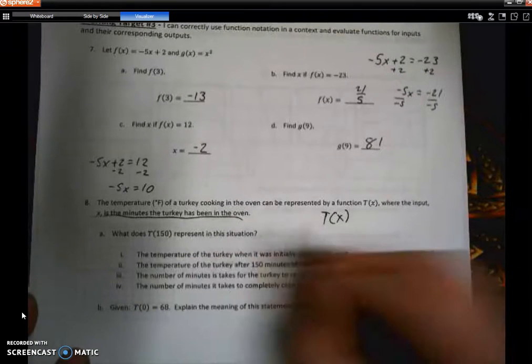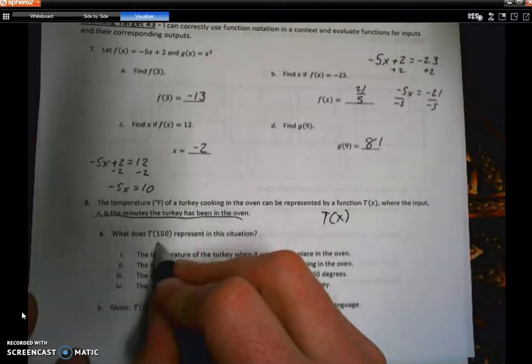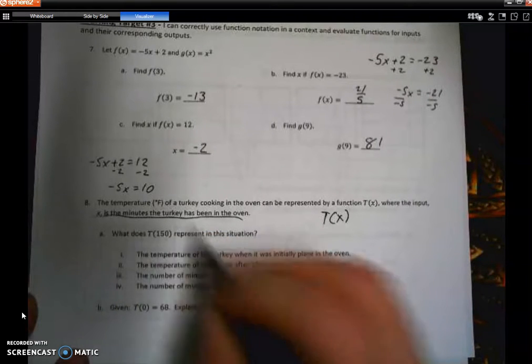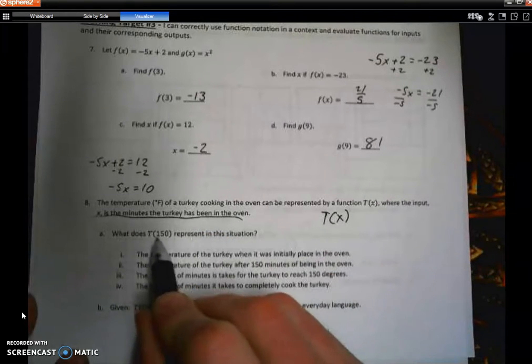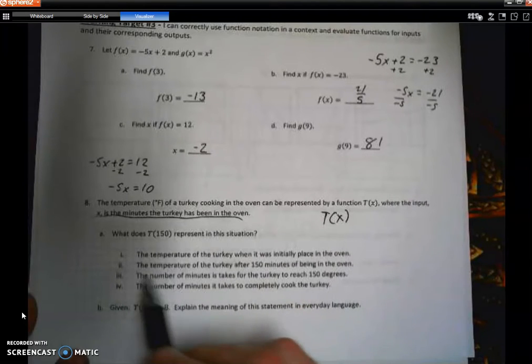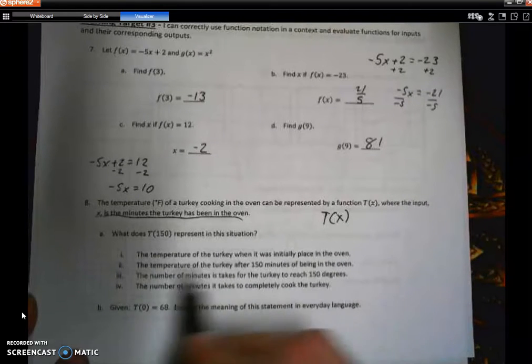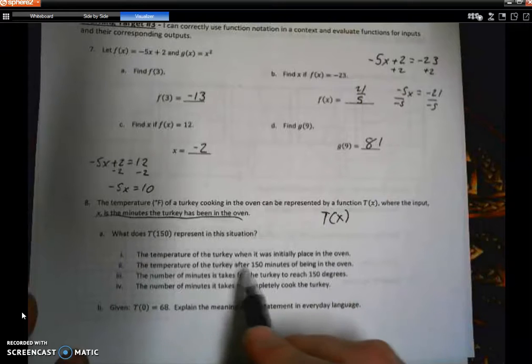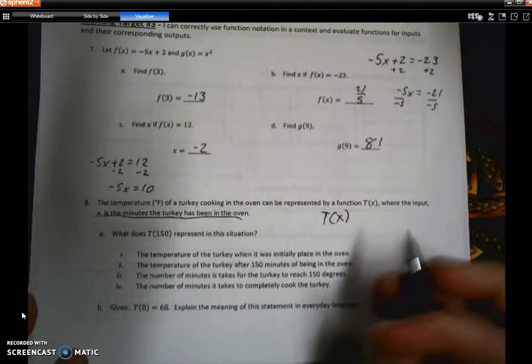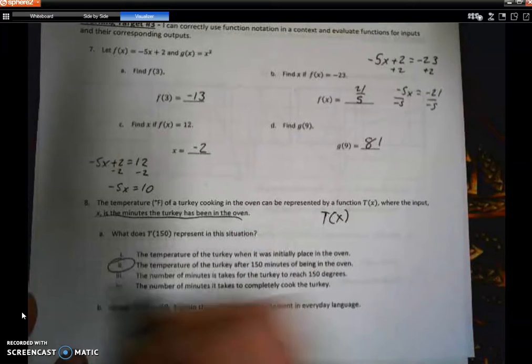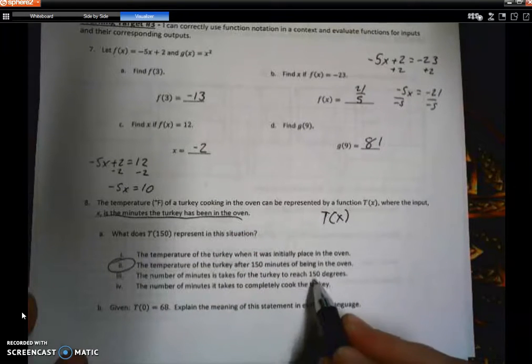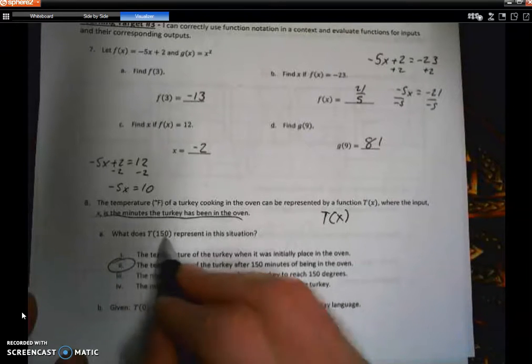Well, remember it was T of x, but now it's 150. And x is the minutes of the turkey. So that tells me the turkey's been in for 150 minutes. So it's the temperature of the turkey after 150 minutes of being in the oven. You would think it would be the third one, which is 150 degrees, but that's wrong. It's the temperature after 150.